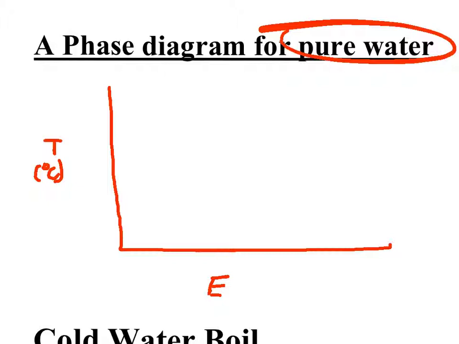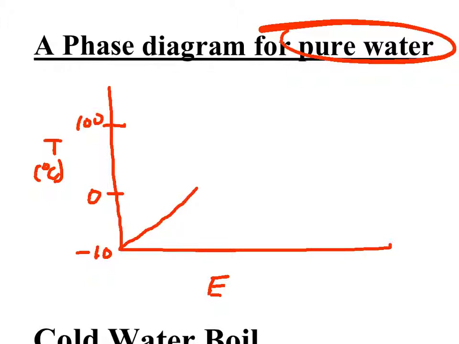So let's start out below the freezing point of water, maybe -10. You know water freezes at 0, and you also know it boils at 100. So a phase diagram would look like this. The temperature would rise as you started adding energy, and it would be in the solid form only.